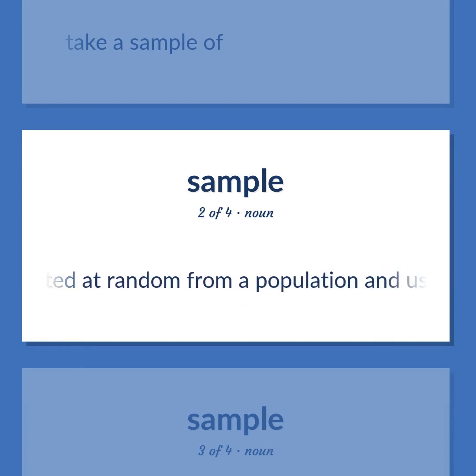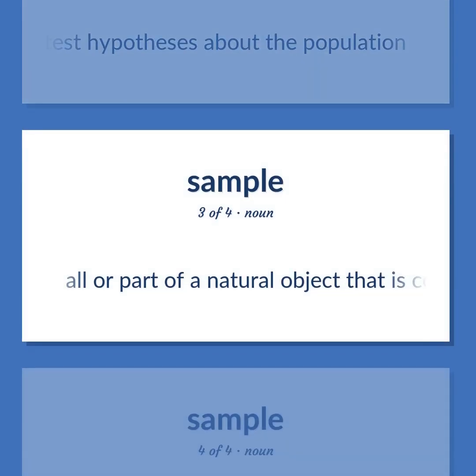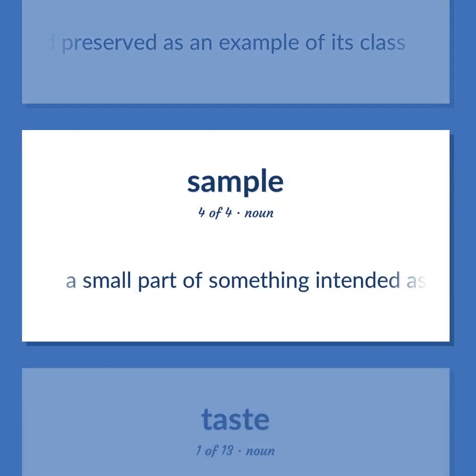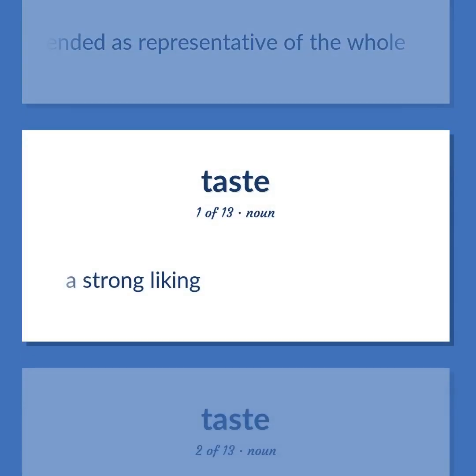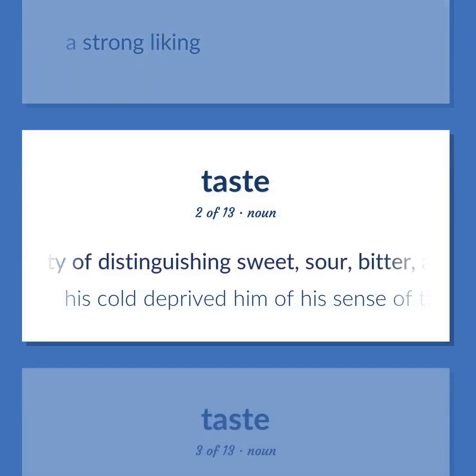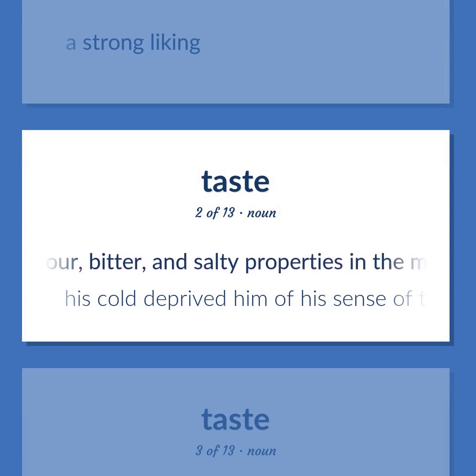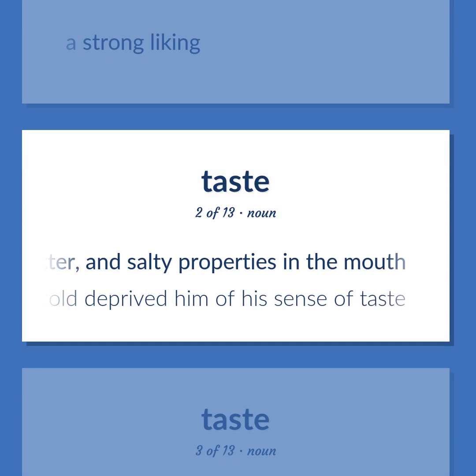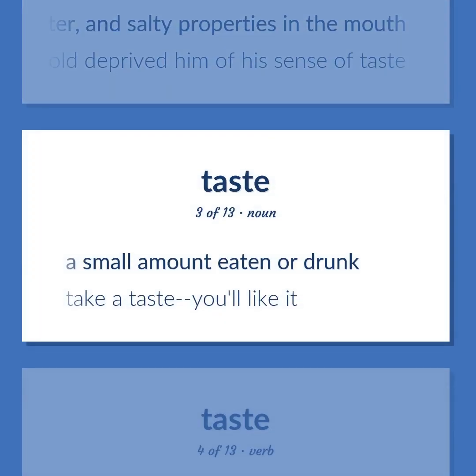Items selected at random from a population and used to test hypotheses about the population. All are part of a natural object that is collected and preserved as an example of its class. A small part of something intended as representative of the whole. A strong liking. The faculty of distinguishing sweet, sour, bitter, and salty properties in the mouth. His cold deprived him of his sense of taste. A small amount eaten or drunk. Take a taste, you'll like it.